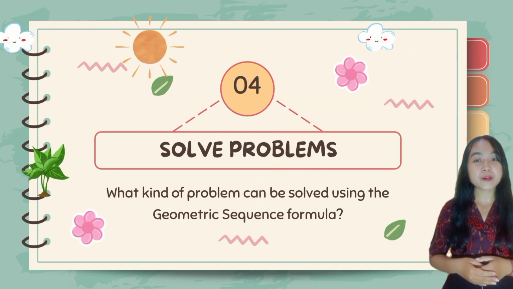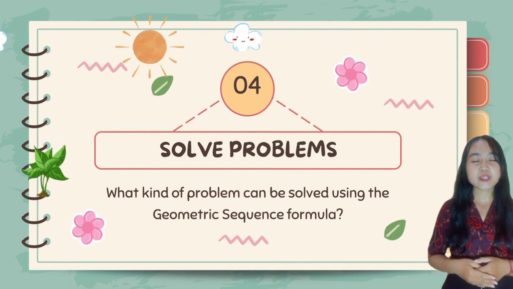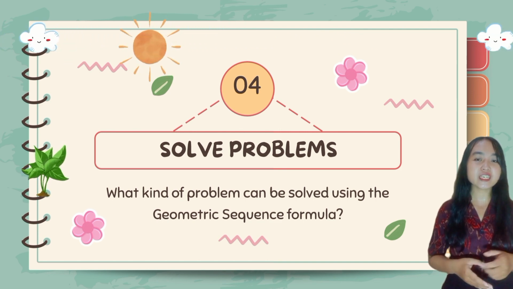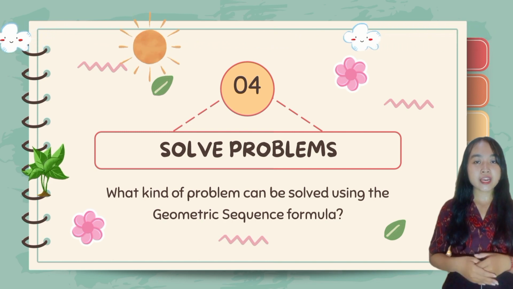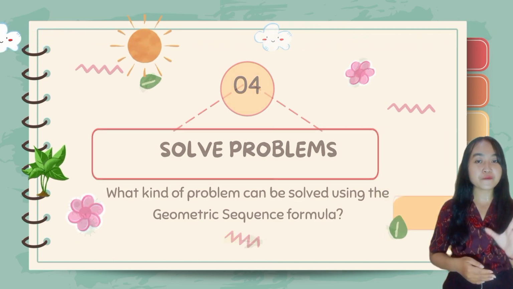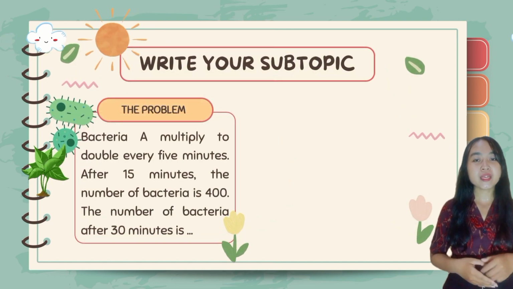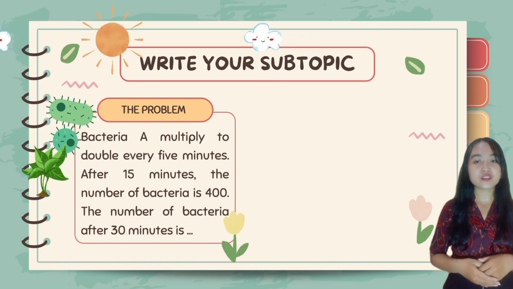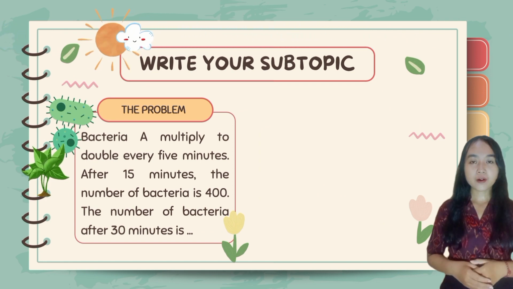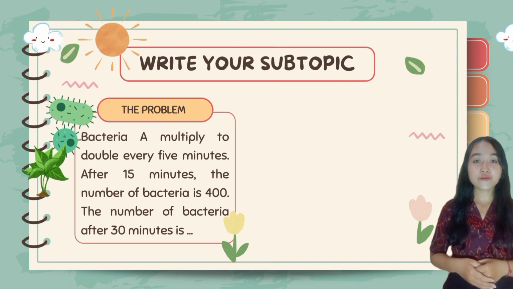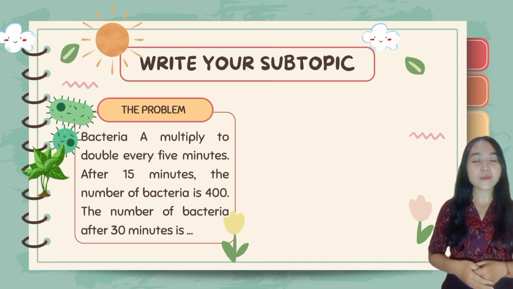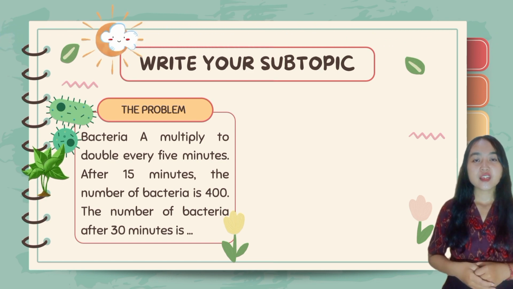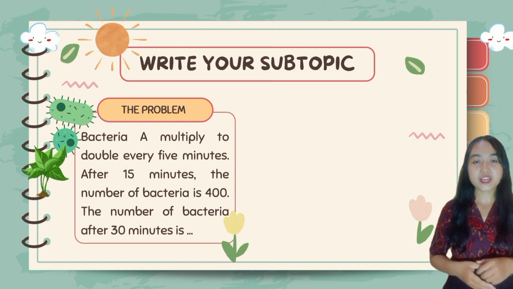What kind of problem can be solved by a geometric sequence? Here is the example. The first example is bacteria that multiply to double every 5 minutes. After 5 minutes, the number of bacteria is 400. The number of bacteria after 30 minutes is... Okay, we will answer this question. Let the first term represent the initial number of bacteria, the second term at 5 minutes, the third term at 10 minutes, and so on.